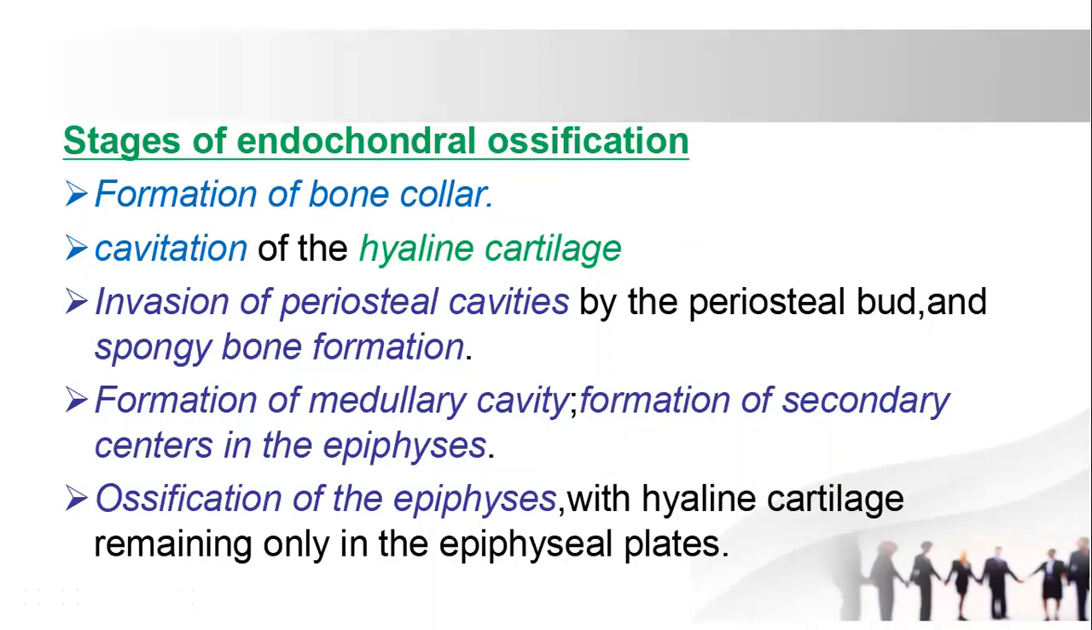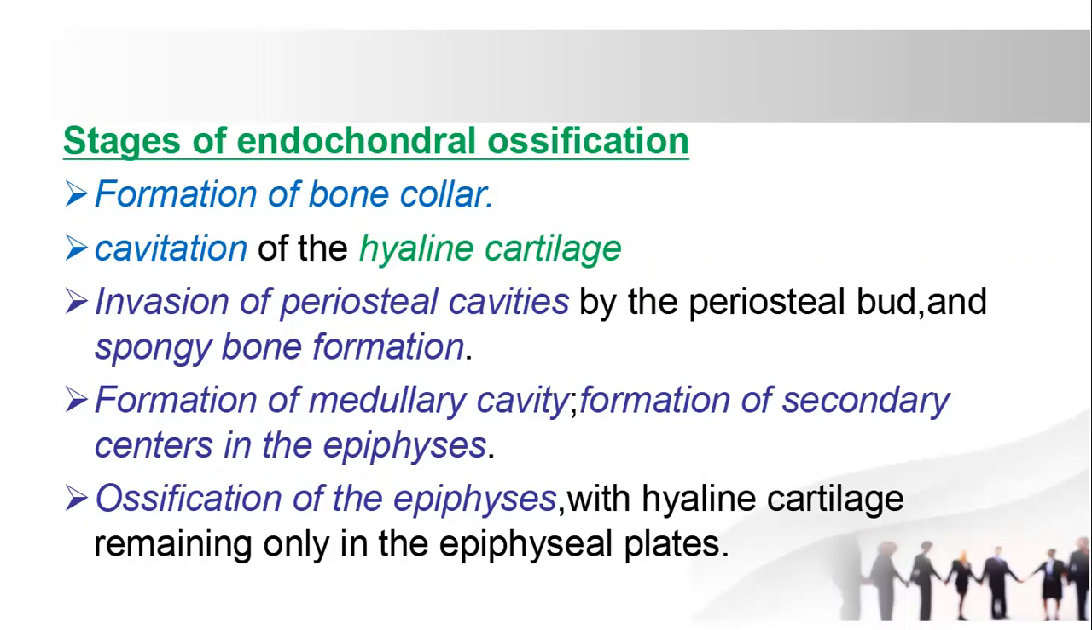So we also have stages for endochondral ossification, the first one being formation of bone collar, the second being cavitation of the hyaline cartilage, then invasion of internal cavities by the periosteal bud and spongy bone formation, formation of the medullary cavity, then formation of secondary centers in the epiphysis. And finally, we have ossification of the epiphysis with hyaline cartilage remaining only in the epiphyseal plates.